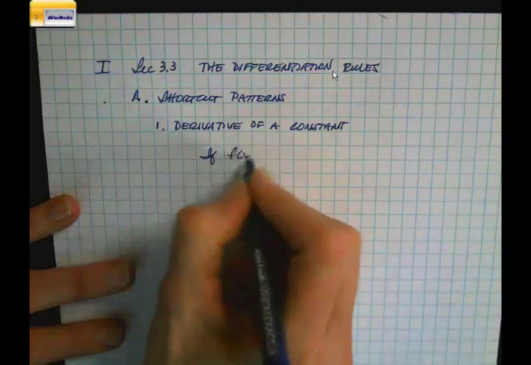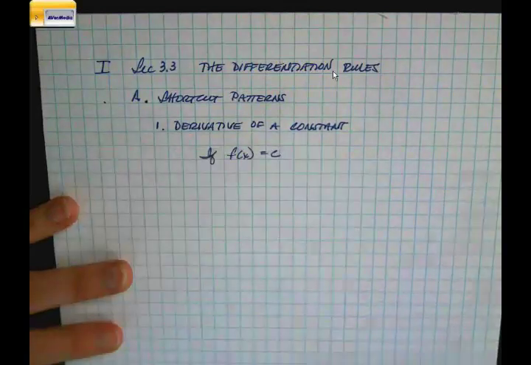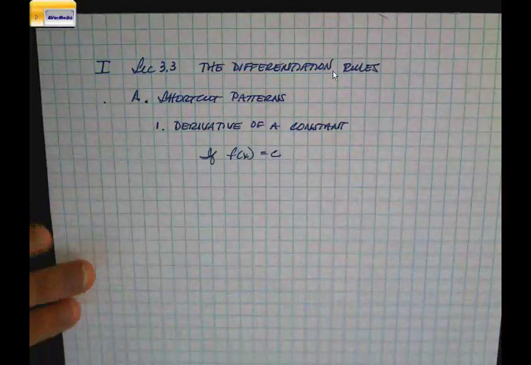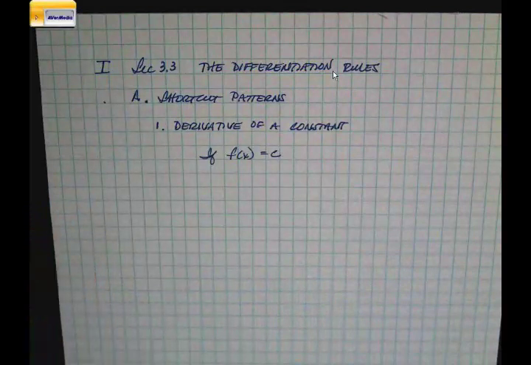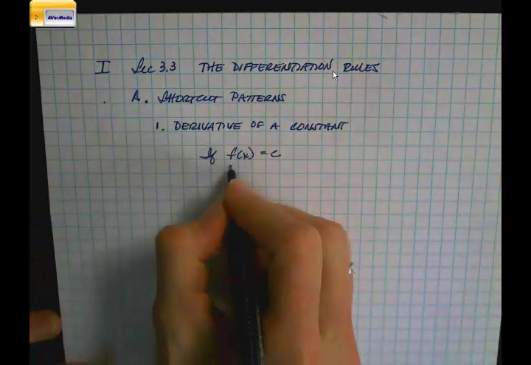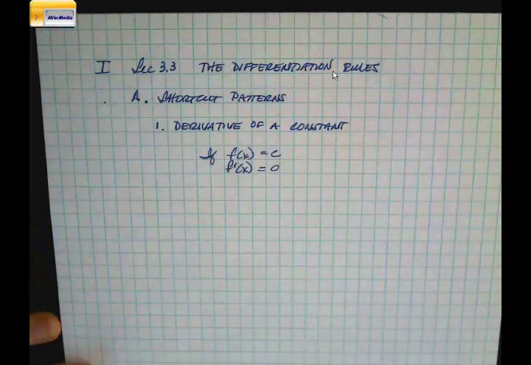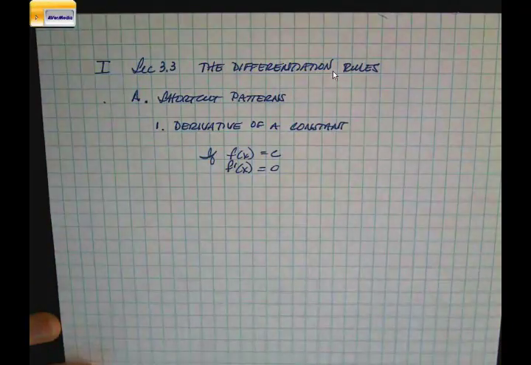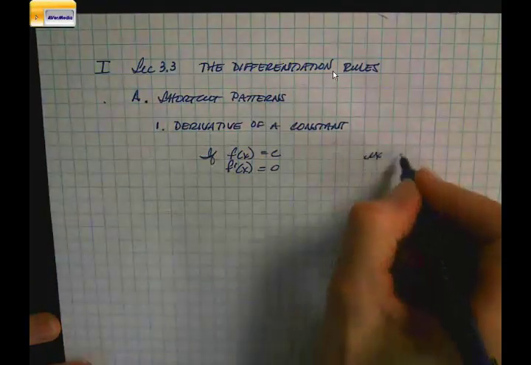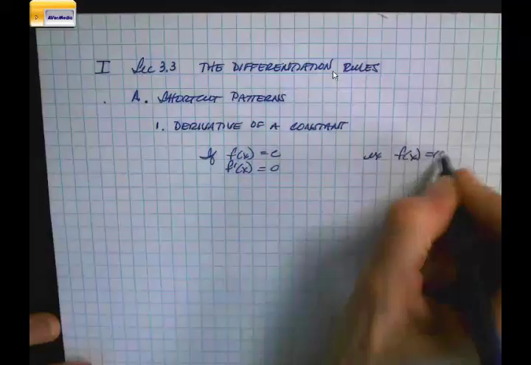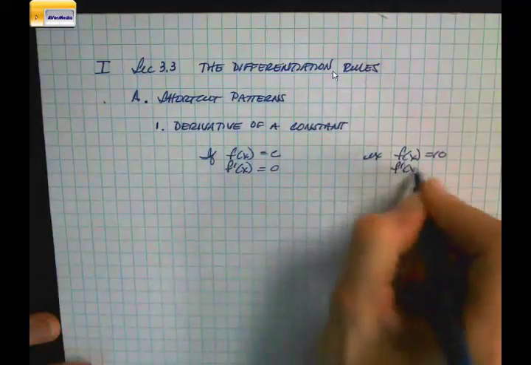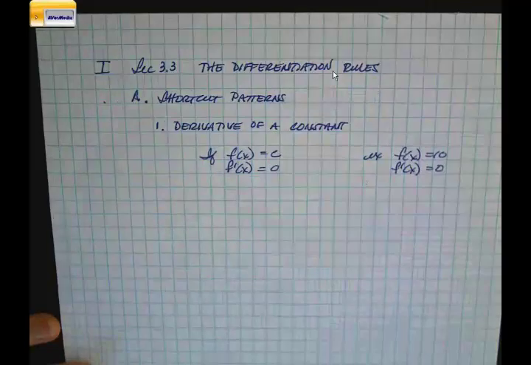And it says if f of x equals c, and the letter c they use consistently as a constant, like f of x equals 10. c is just a number. It's a constant. If f of x equals c, then the first derivative will equal 0. So here's an example. If f of x equals 10, your first derivative of that function is 0. If f of x equaled 100, the first derivative would be 0.